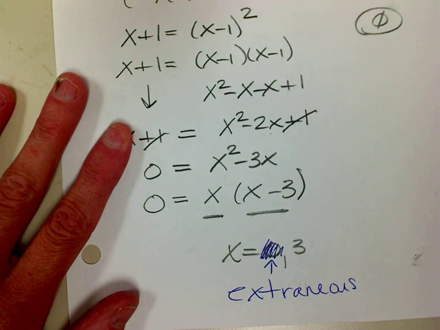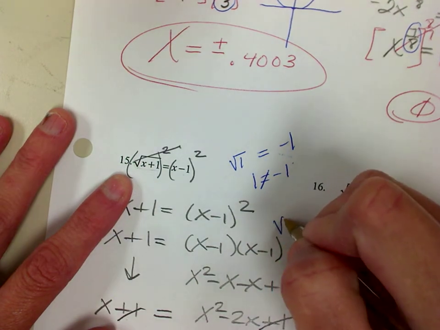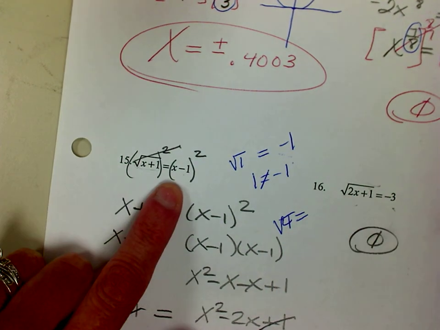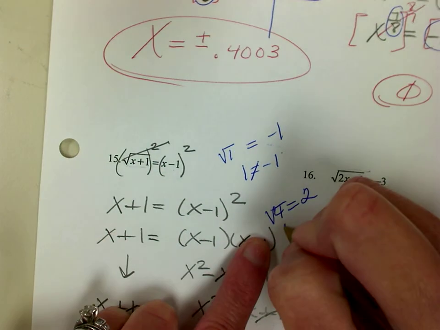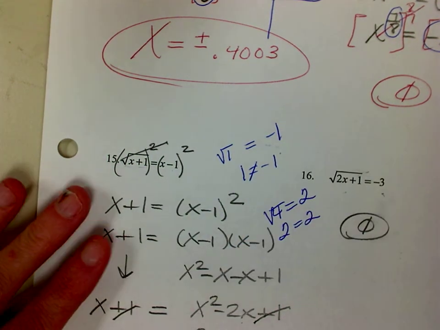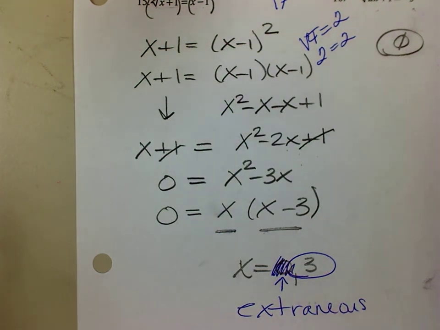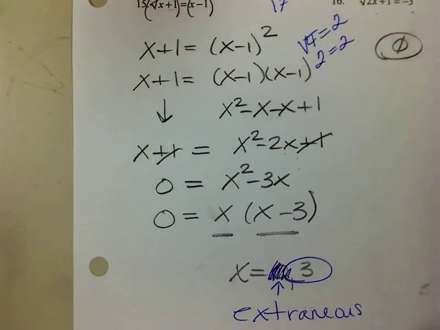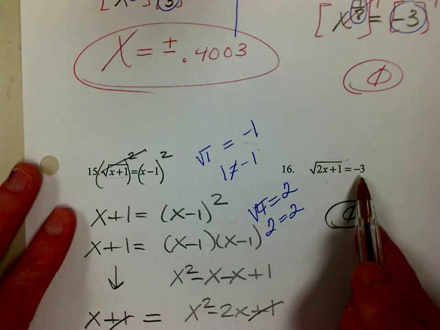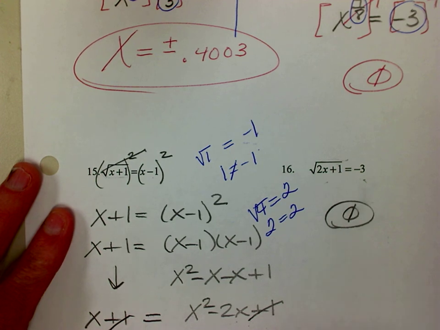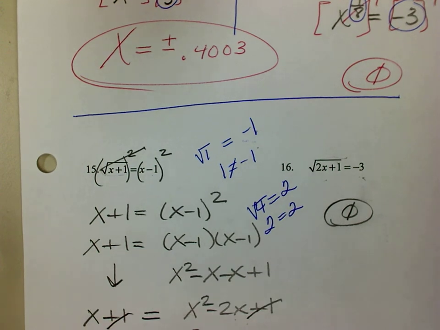Now I'm going to try 3 and see if that works. So if I put 3 there, I get 3 plus 1, which is 4. And then if I put 3 there, 3 minus 1 is 2. The square root of 4 is 2. And 2 does equal 2. That's a true statement. So 3 is my only answer on that one. So in summary, on these two at the bottom, if the square root of something equals a negative number, that is no solution. All right, so that is 4, 5.